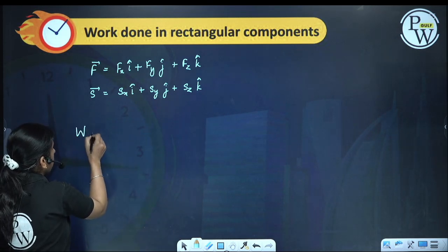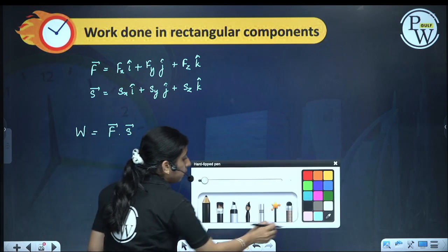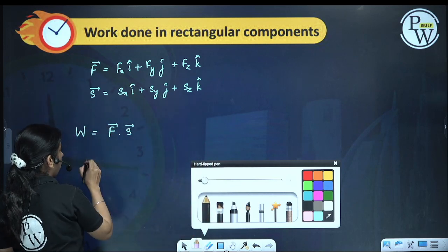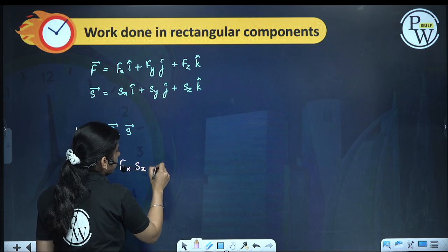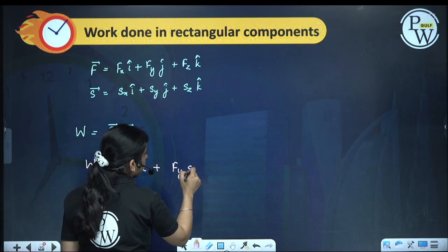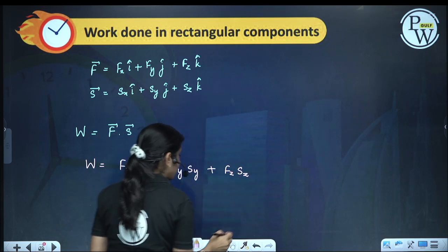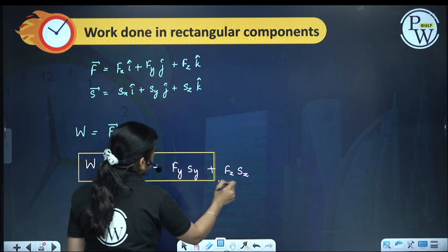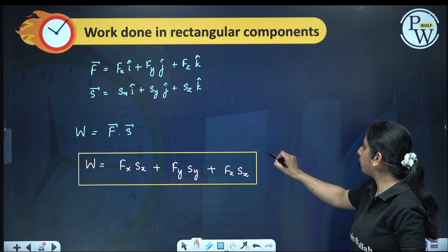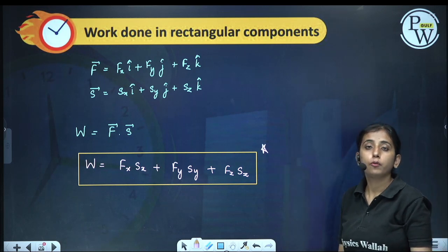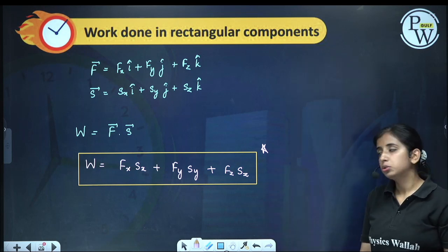Now what will be my work done? Work done will be F dot S vector. Now take the dot product of these two vectors. I dot I will become Fx into Sx, then J dot J, Fy into Sy, then Fz into Sz. So this will be the work done in terms of rectangular components. Whenever force and displacement are given in vector form, then we can find work done by using the dot product.